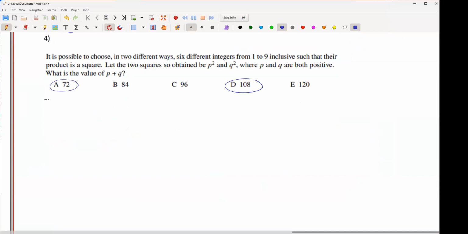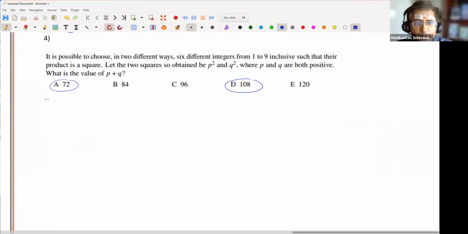Okay, from 1 to 9, choose 6 different integers such that the product is a perfect square. Let the squares be P square and Q square, where P and Q are both positive. What is P plus Q?